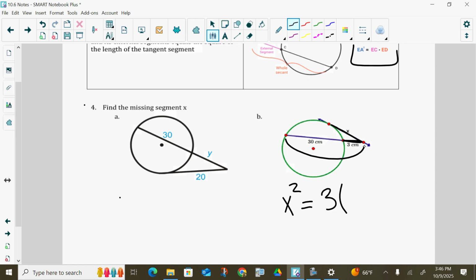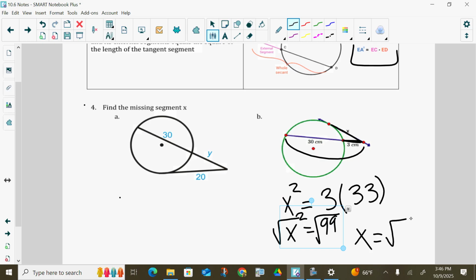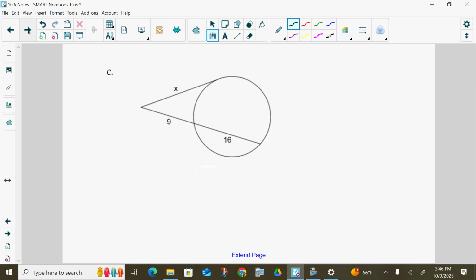My entire secant is going to be 30 plus 3, which is 33. When I do that math out, I get x squared equals 99. And when I take the square root of both sides, it's not going to be a nice number. So I'm going to leave it as x equals the square root of 99. And that's my answer. Now, I want you to try C on your own real quick.